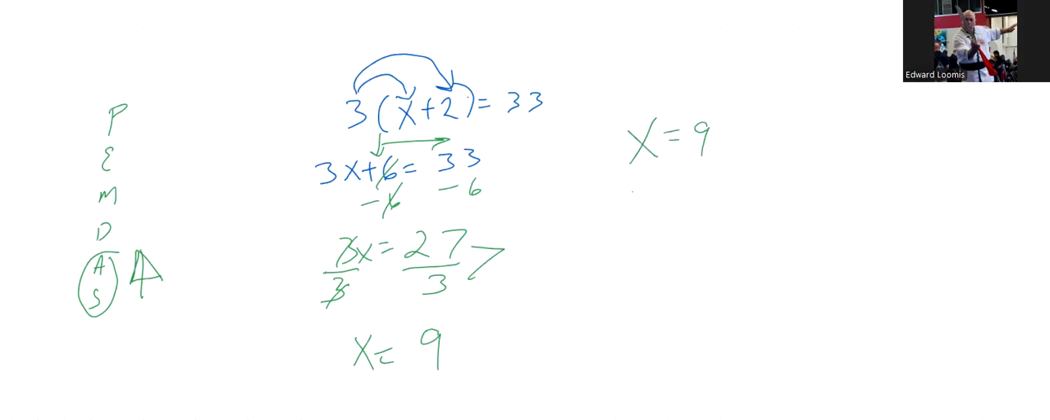I have to do a couple things here before I can isolate the variable. I have to distribute. Then I end up with a linear equation. That's your 3x plus 6. That's a linear equation form. Then I'm ready to isolate the variable. Let's do another one.